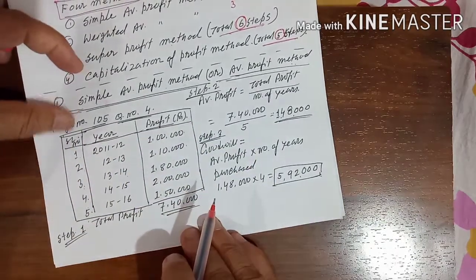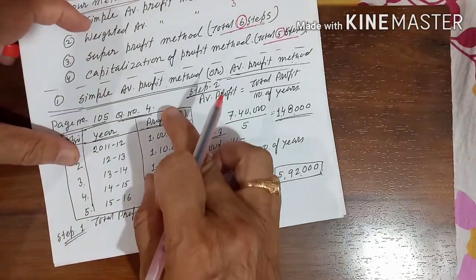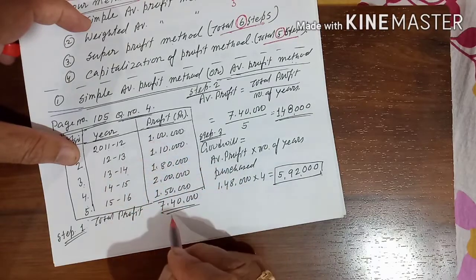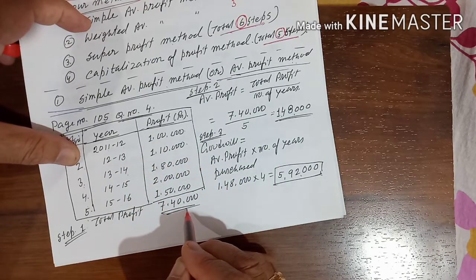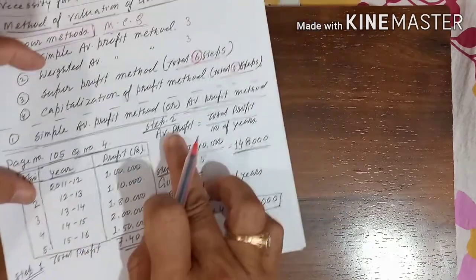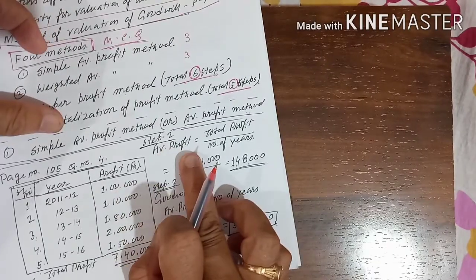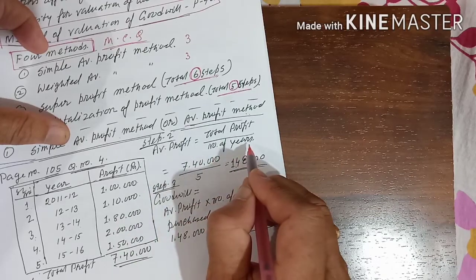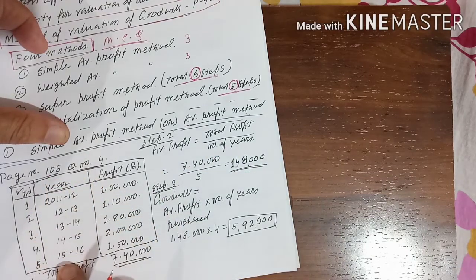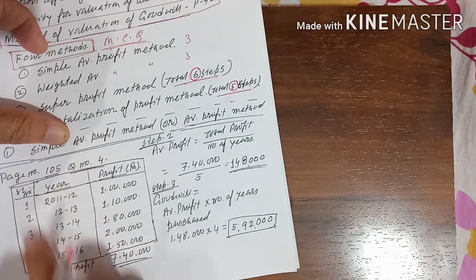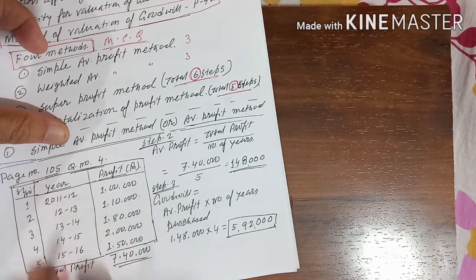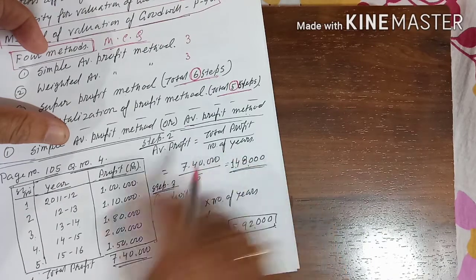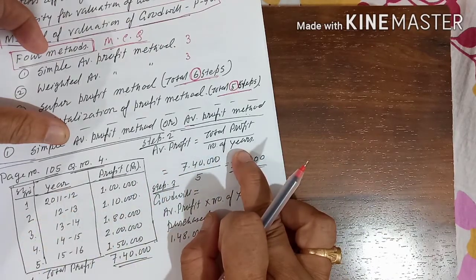Sum. What will we do? First step, you have to find out the total profit. Add the profit of these 5 years. If you add, you will get 7,40,000. And second step, you have to find out the average profit. The formula for calculating the average profit is equal to total profit by number of years. How many years' profit is given? 5 years' profit is given: 1, 2, 3, 4, 5. If 6 years' profit is given, then it will be 6. If 7 is given, it will be 7. If 5 is given, it will be 5.